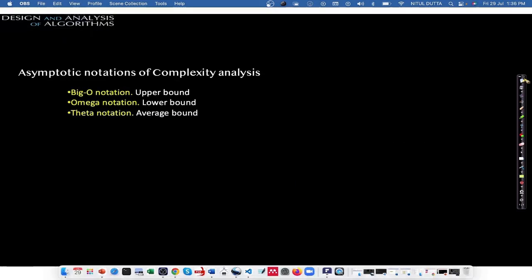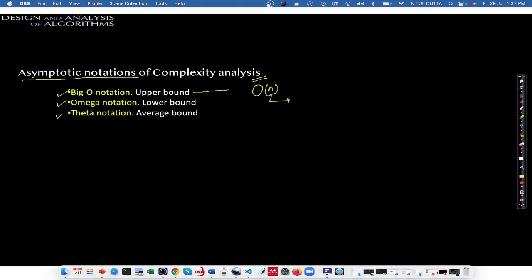The asymptotic analysis of any algorithm is represented with the help of asymptotic notations. There are three asymptotic notations available for representing the time complexity of an algorithm. These notations are known as big O notation, omega notation, and theta notation. The big O notation is represented as big O, then within brackets, n.